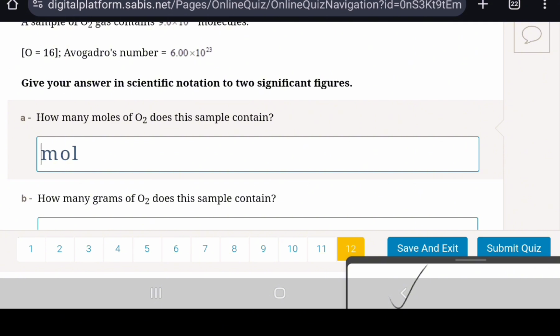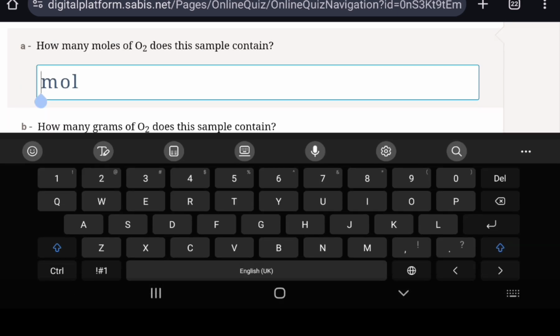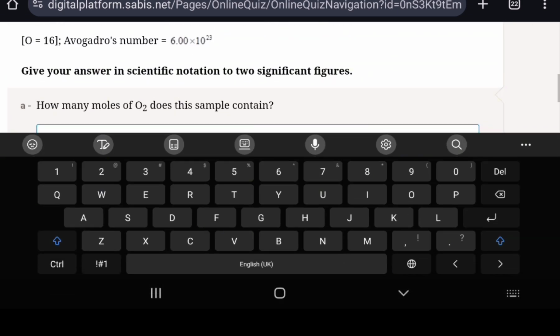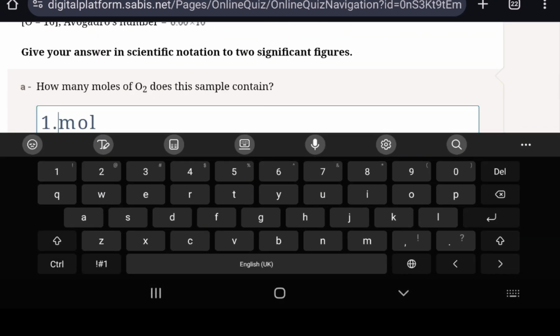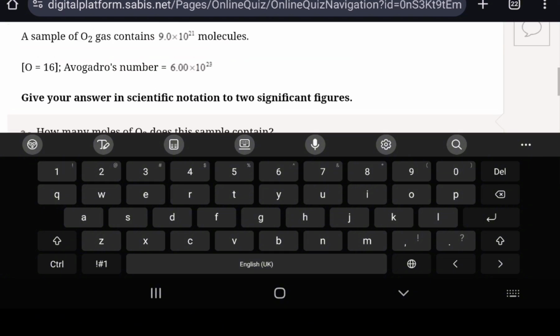which will give us around 0.015, which is 1.5 times 10 power negative 2. We have to make it in scientific notation, which is why I put it times 10 power negative 2.